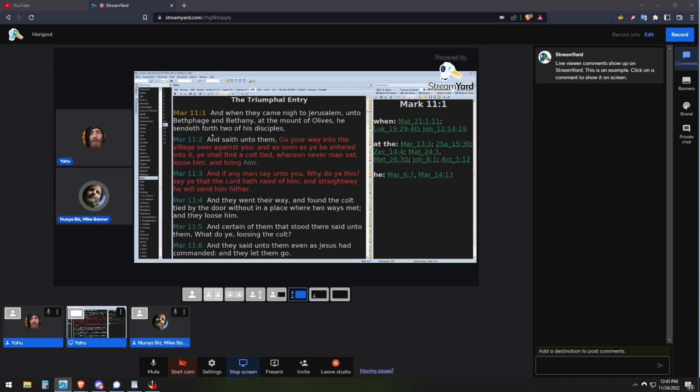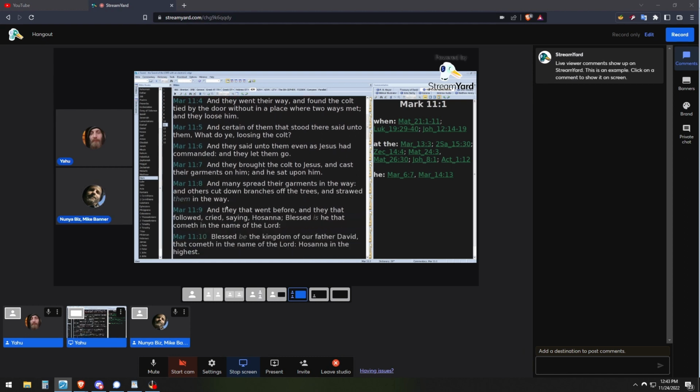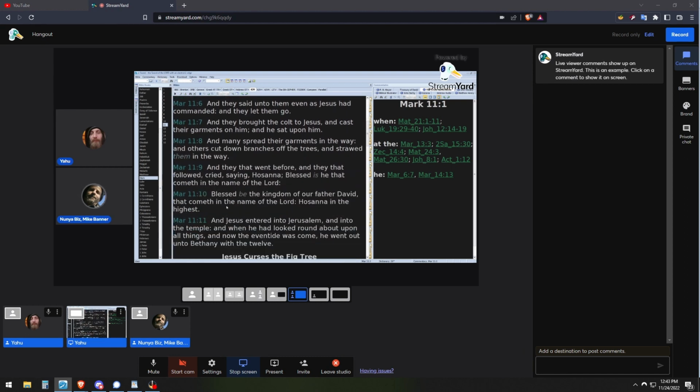And they went their way, and found the colt tied by the door without, in a place where two ways met. And they loose him. And certain of them that stood there said unto them, What do ye, loosing the colt? And they said unto them, Even as Jesus had commanded, and they let them go. And they brought the colt to Jesus, and cast their garments on him, and he sat upon him.